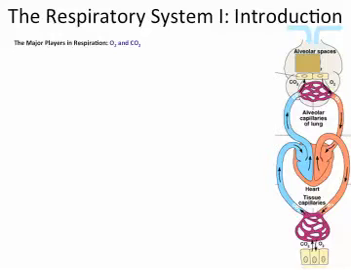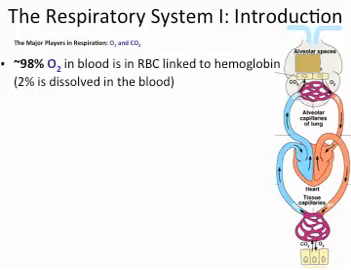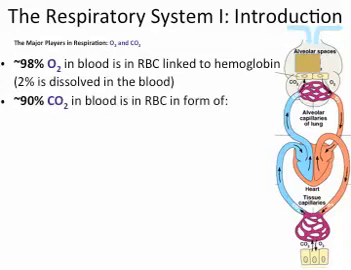And then the blood travels throughout the vascular tree, specifically the arterial tree. The arterial side takes oxygen-rich blood to the tissue capillaries, where oxygen and CO2 are exchanged with the tissue cells. So in the transport of oxygen and CO2, about 98% of oxygen is transported linked to the hemoglobin molecule that lives inside red blood cells. About 2% of oxygen is dissolved in blood.